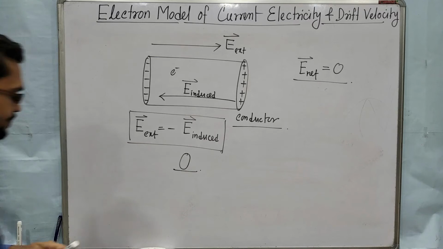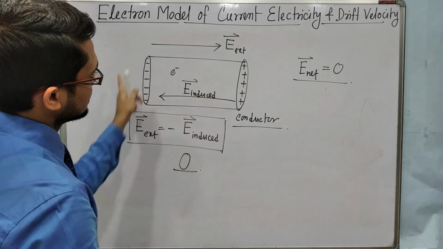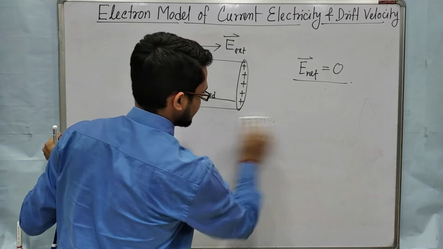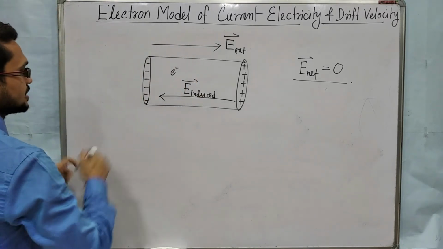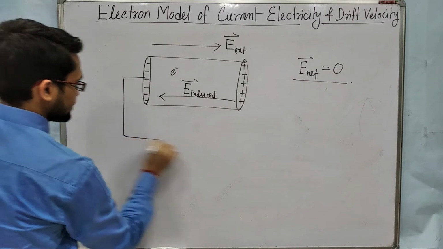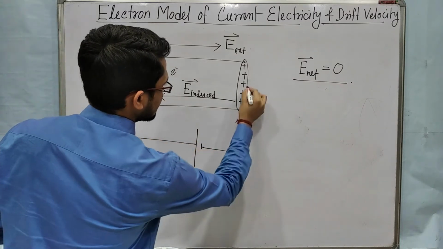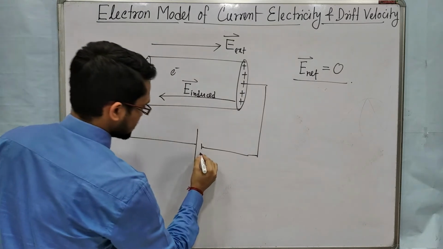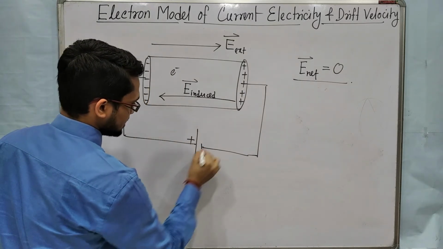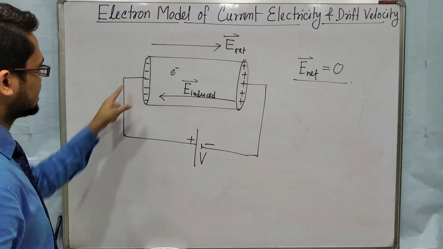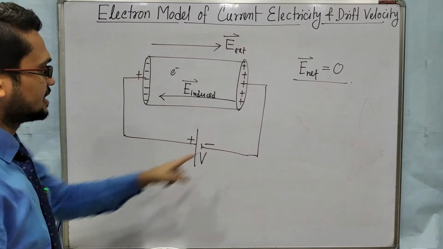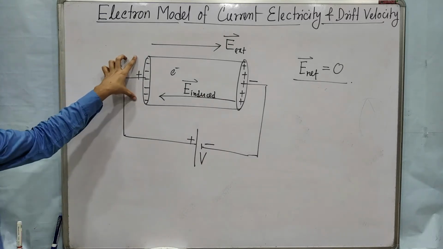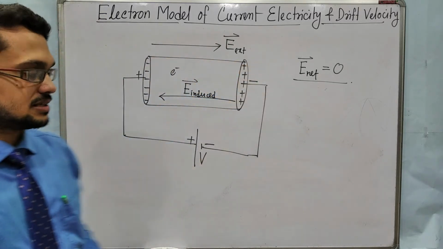Okay. Now this conductor is connected to a battery. Okay, this is potential V. This is the positive terminal, and this is the negative terminal. So this side will be the positive side and this side will be the negative side. Okay, this is the higher potential region, this is the lower potential region.